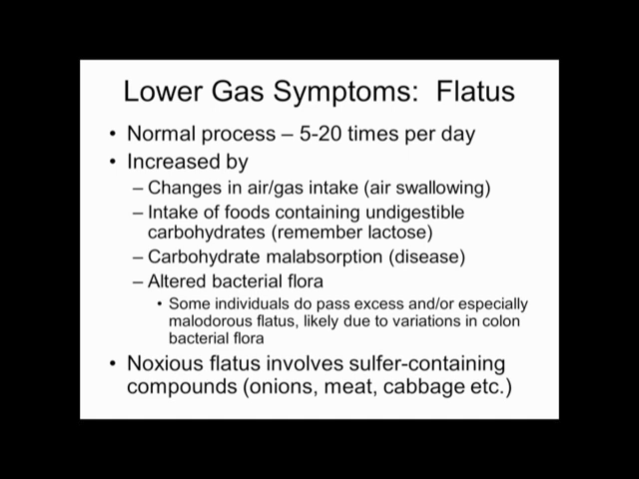If they complain of really noxious flatus, ask them about their diet, because that usually requires they're taking in a lot of high sulfur-containing products. Meat, because all protein contains sulfur groups, and all of the onions and cabbage family members have a lot of sulfur-containing compounds in them. So cabbage, Brussels sprouts, lots of onions. Some people just get a ton of noxious gas from that, and if they stop those, it'll go away.